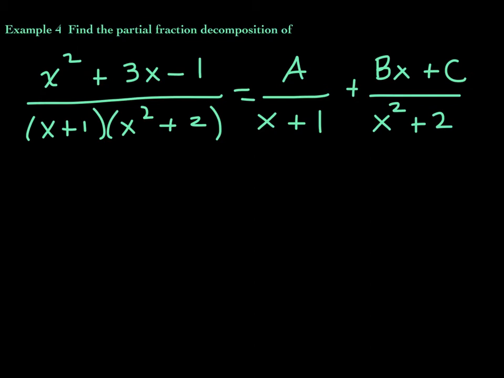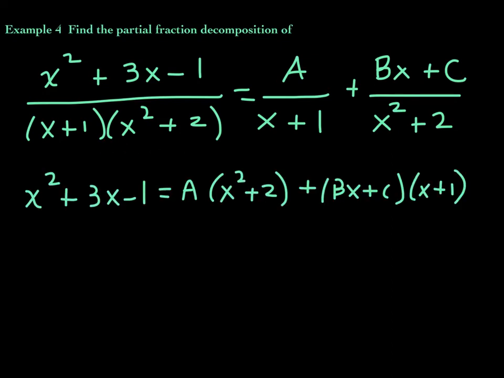So we have degree 0 over degree 1, and degree 1 over degree 2, okay? Again, like always, we want to find A, B, and C. I'm going to use the same algebraic technique of multiplying both sides by the LCD. The LCD is basically this denominator here. All right, multiplying both sides by the LCD leaves me with just the numerator, like always, over here on the left side, x squared plus 3x minus 1.